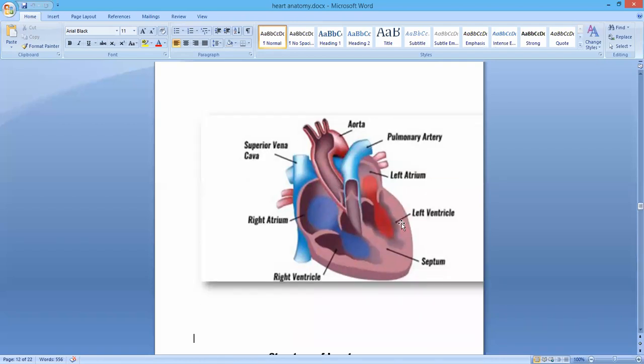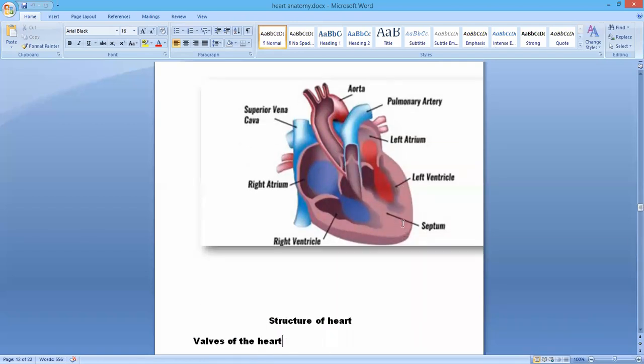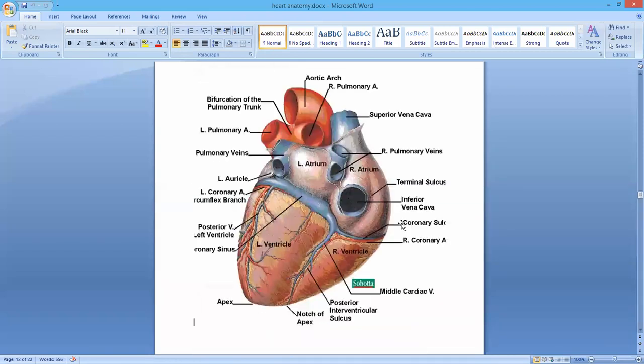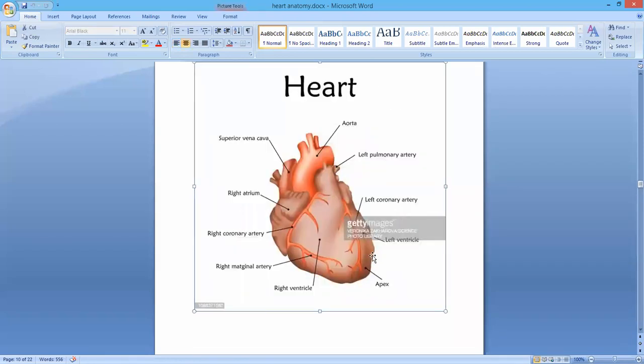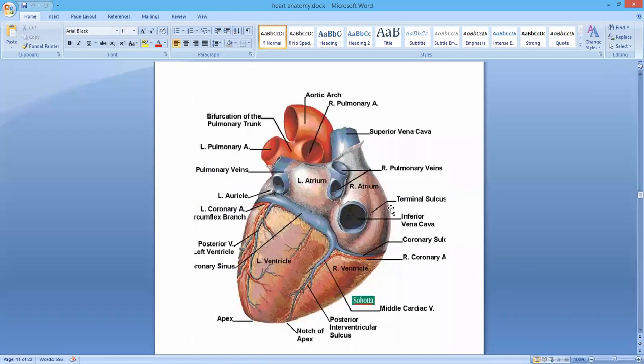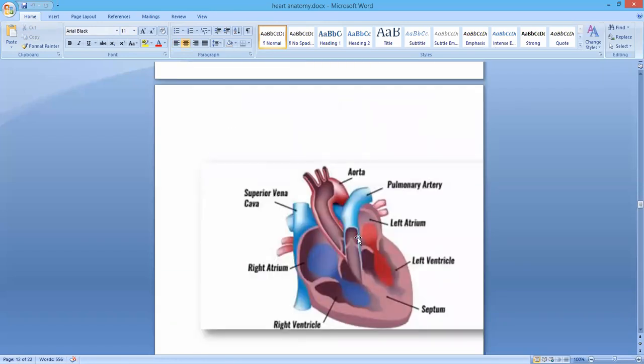Okay, I'm going to show you another picture. Look at this picture. This is the right atrium. This is the right ventricle. This one is the left atrium. This one is the left ventricle. So we have four chambers in the heart. We will come to those pictures again, okay? So this we can say is the right side of the heart, and this is the left side of the heart. We can say it, right?